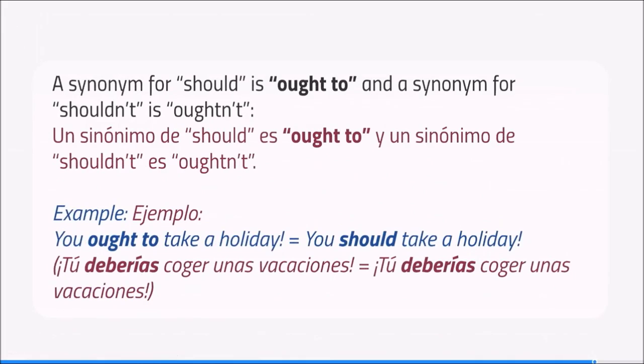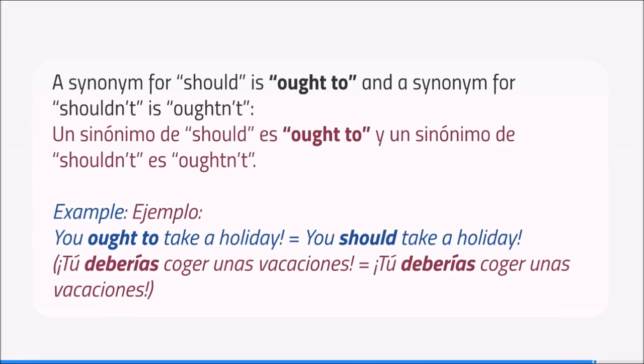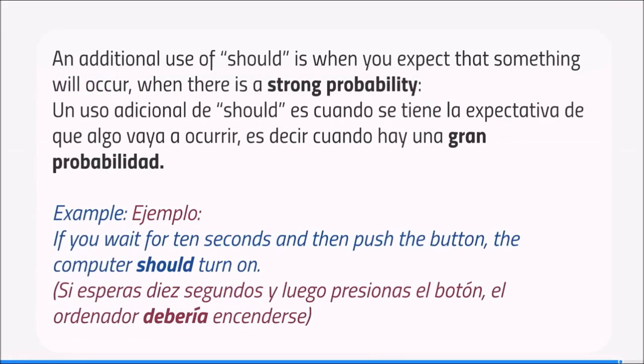A synonym for should is ought to, and a synonym for shouldn't is oughtn't. Example: you ought to take a holiday. You should take a holiday. An additional use of should is when you expect that something will occur when there is a strong probability. Example: if you wait for 10 seconds and then push the button, the computer should turn on.